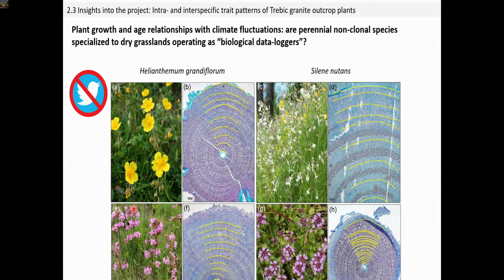So this is how they look above ground, and these are some examples of the cross section with the yellow lines highlighting years, or yearly growth. Unfortunately, from the 8 possible non-clonal species, we could have reliable chronology only for these 4. Knautia was borderline, but we didn't trust it.